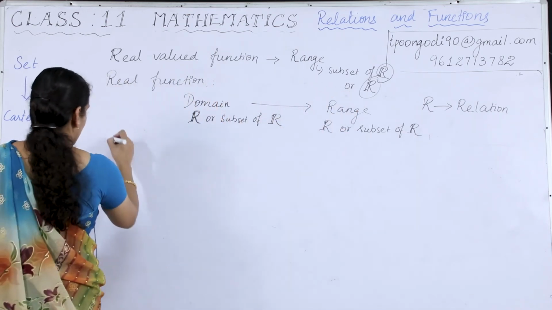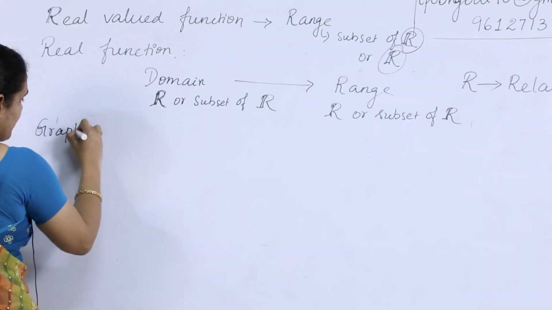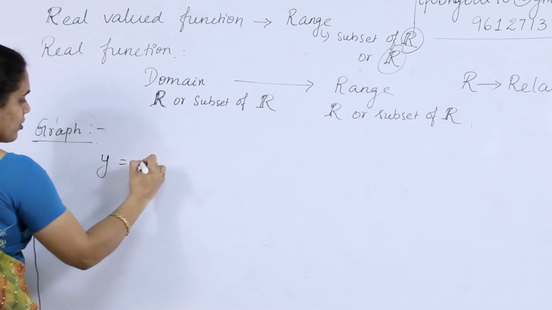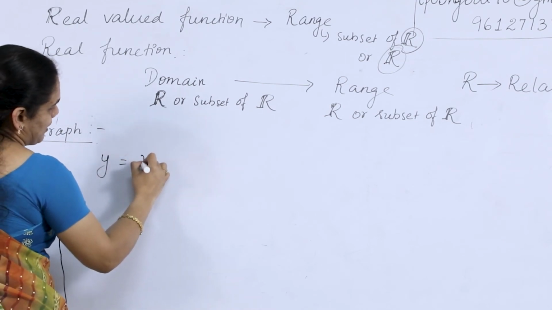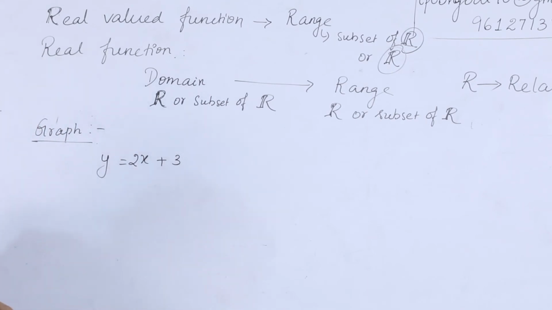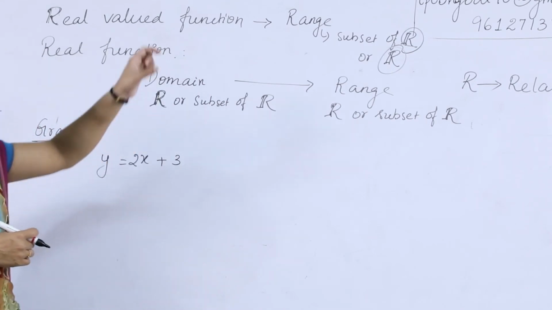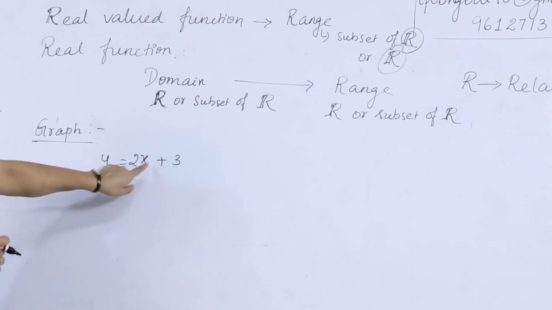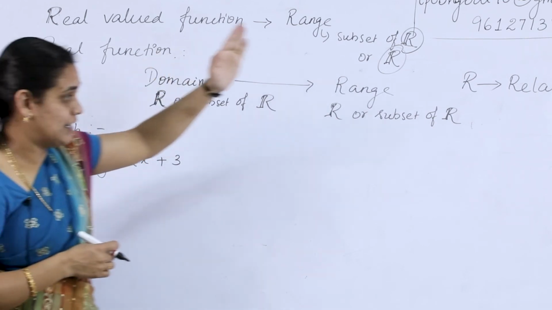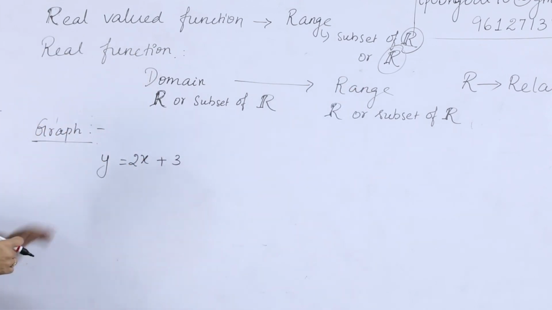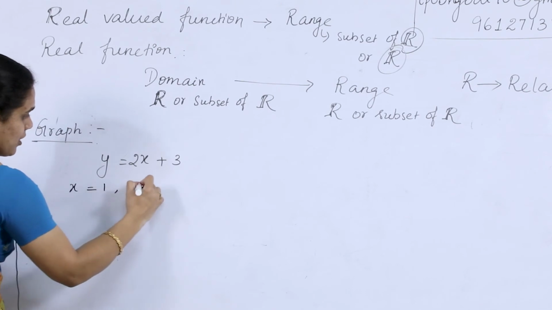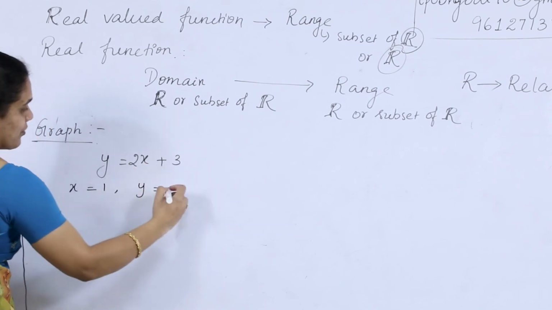And then the graph, which we have studied in lower classes. You have seen y equal to x plus 3 or 2x plus 3. How do you draw this graph? It is a linear function, so you will get a straight line in the graph, isn't it? Because the highest power is 1. So how do you do it? You give x values: if x is 1, then y is 2 plus 3, that is 5, right?